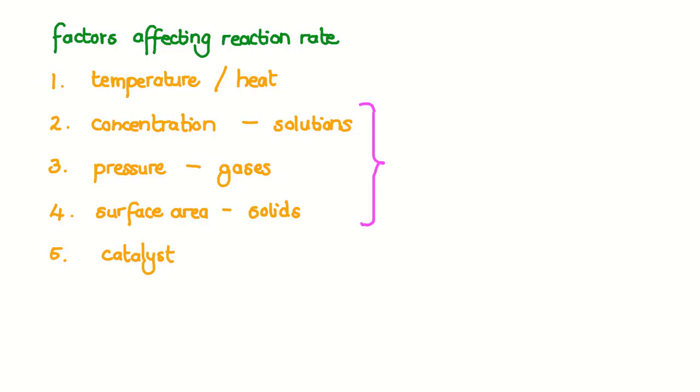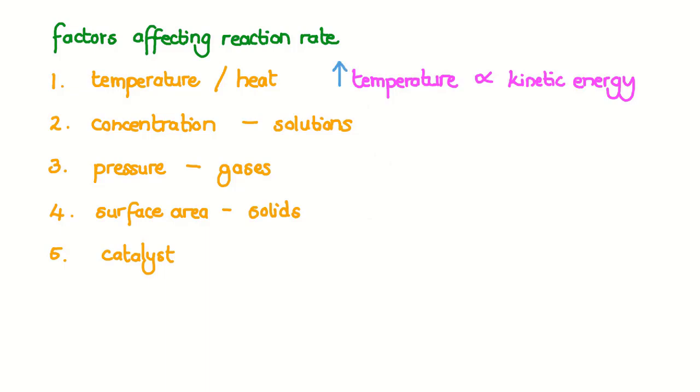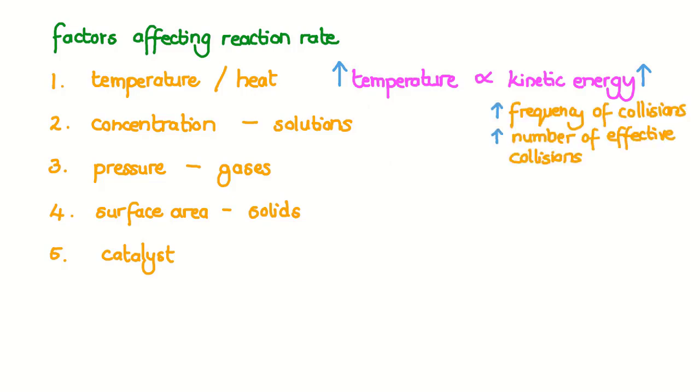Before we look in depth, let's quickly mention how temperature and catalysts affect the rate of a reaction. Temperature is proportional to kinetic energy. The higher the temperature of the reacting particles, the more kinetic energy they possess, the faster they move, and the more vigorous the collisions will be. This will increase the frequency of collisions, which in turn will increase the number of effective collisions, which will increase the reaction rate or make the reaction go faster.